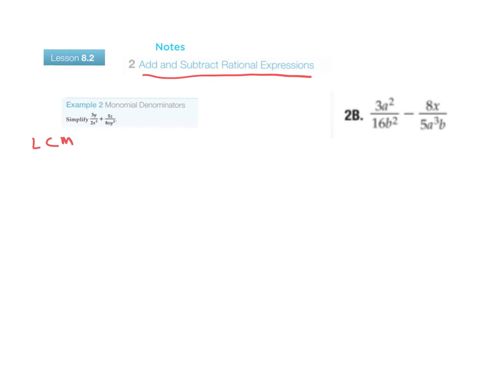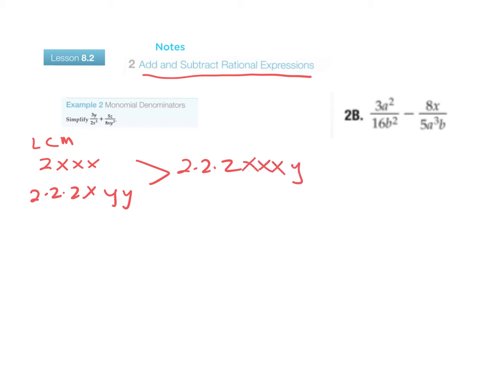So for the lowest common multiple, let's just factor the 2x cubed. So it's 2 times x times x times x. And then the 8xy squared is 2 times 2 times 2, x, y, y. So if we find our lowest common multiple, 2 is used 3 times, so 2 times 2 times 2. Remember, it's the most. X is used 3 times, 1, 2, 3. And y is used twice. So remember, we're using each factor the most times out of the two numbers. And so here is our lowest common multiple.